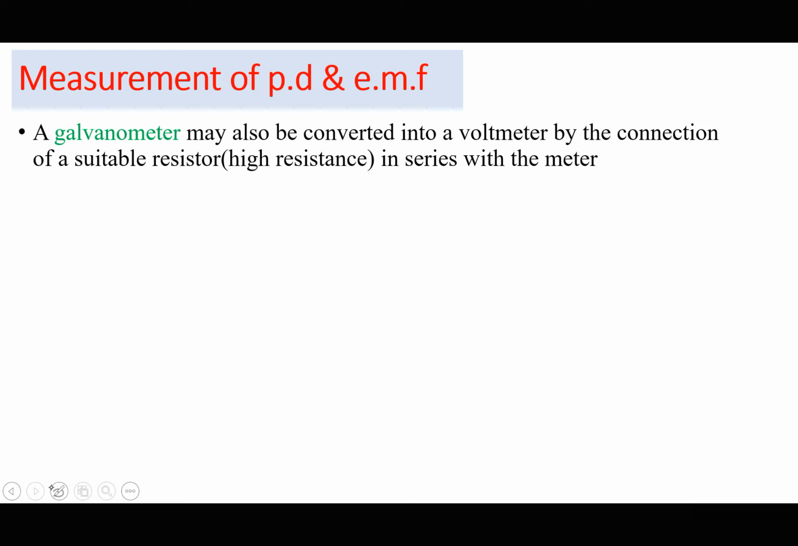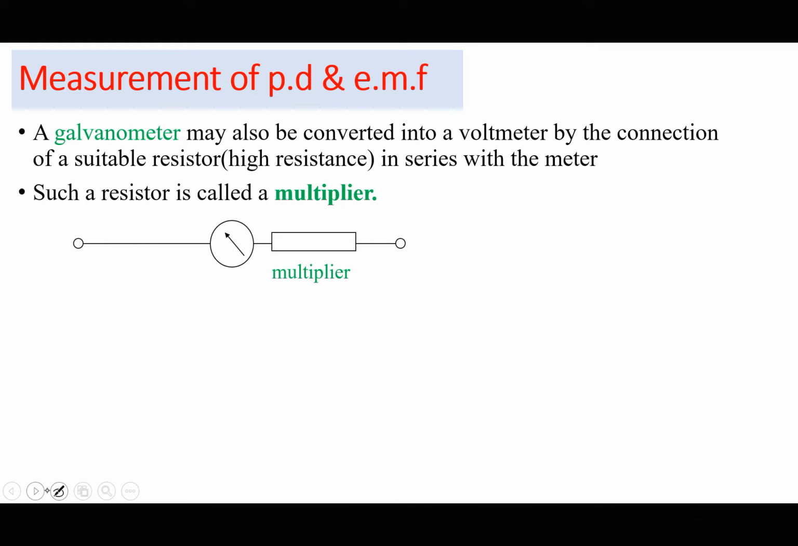So a galvanometer may also be converted into a voltmeter by the connection of a suitable resistor in series with the meter. Such a resistor is called a multiplier. It has a multiplying effect. In other words, it makes the resistance bigger. So how do we increase resistance? We have to have resistors in series.